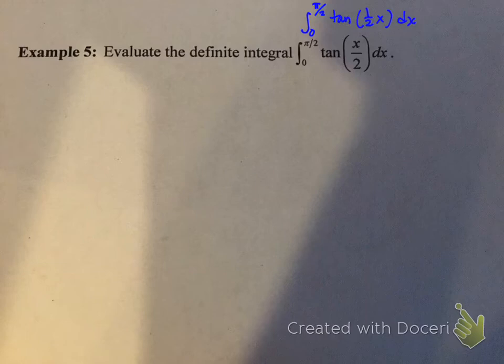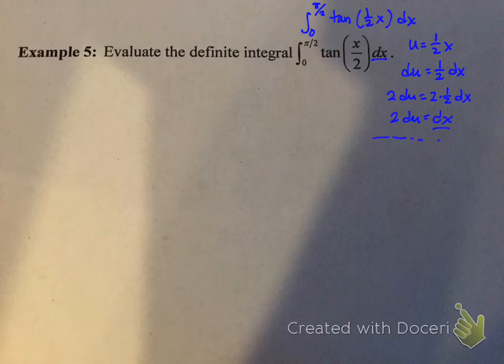So what we're going to do is let u equal 1/2 x. Therefore du equals 1/2 dx. That does not match my leftover, which is just dx. So what I have to do is multiply both sides by 2. So 2 du equals dx. Okay, now this checks out. This matches my leftover.